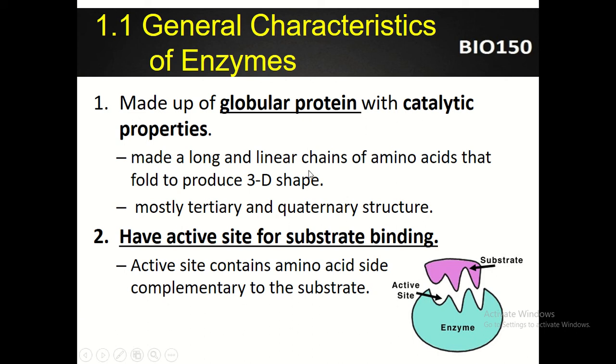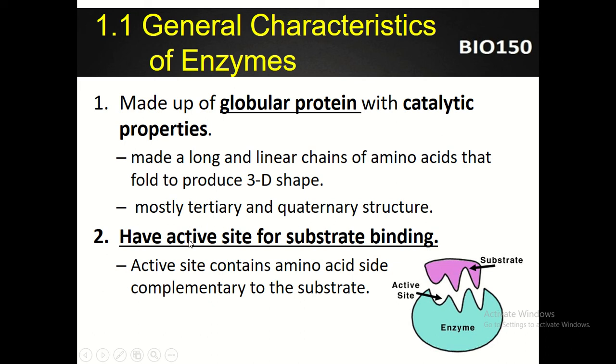First is, of course, that an enzyme is made up of globular protein with catalytic properties. The enzyme is made along a linear chain of amino acids, which later folds to produce a 3D shape, from primary structure to either tertiary or quaternary structure of protein. Okay, and you have to remember only tertiary and quaternary structure of protein is functional.